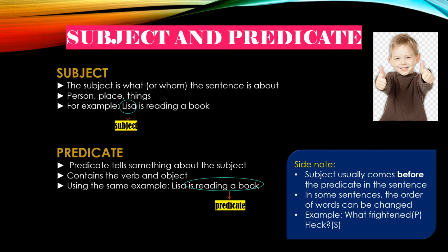As a side note, the subject usually comes before the predicate in a sentence. However, in some sentences, the order of words can be changed. For example, what frightened Fleck? Frightened is the verb. The predicate is something that contains a verb. So what frightened would be the predicate and Fleck is the subject. So this proves that the arrangement of subject and predicate can sometimes be vice versa.